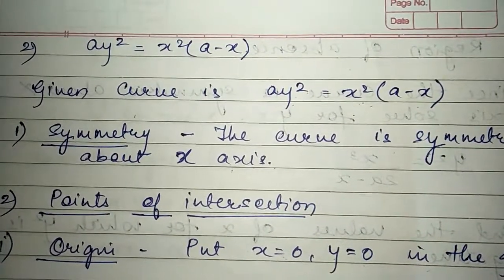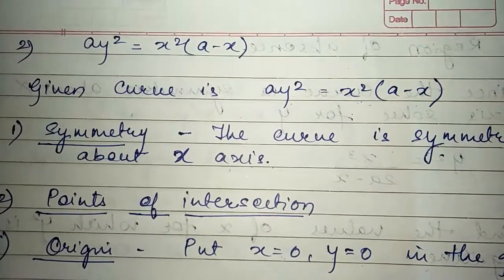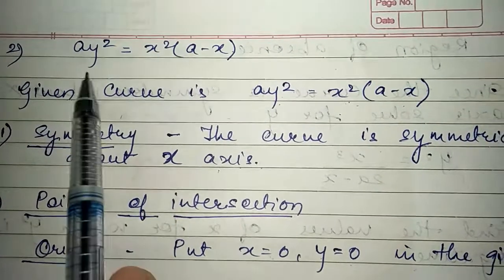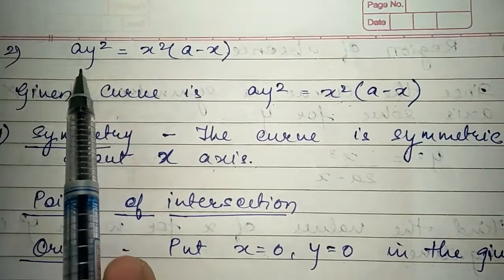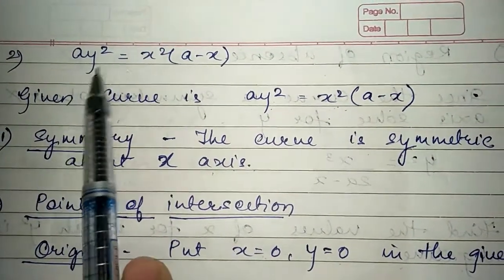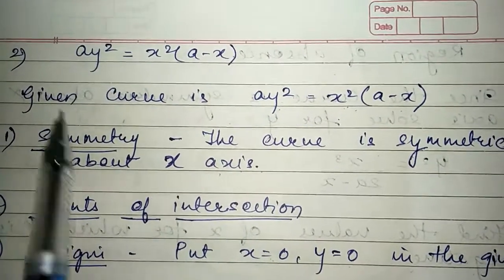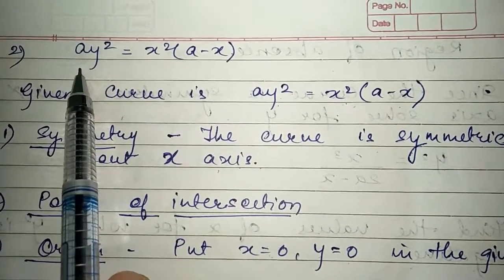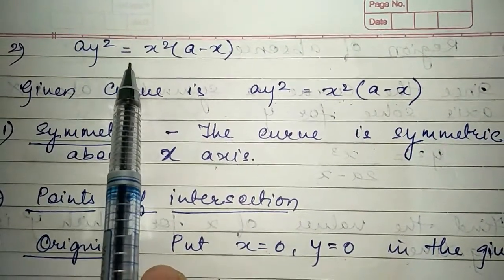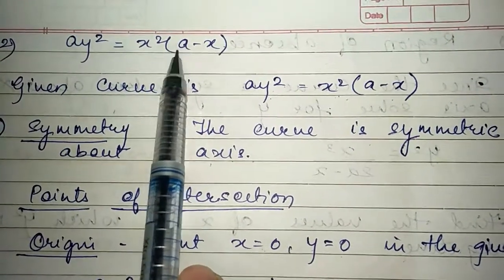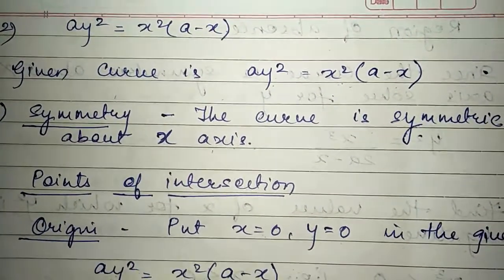Hello students, today in this video we will see how to plot a curve, and the equation given is an explicit relation. The equation of the curve is ay² = x²(a − x).